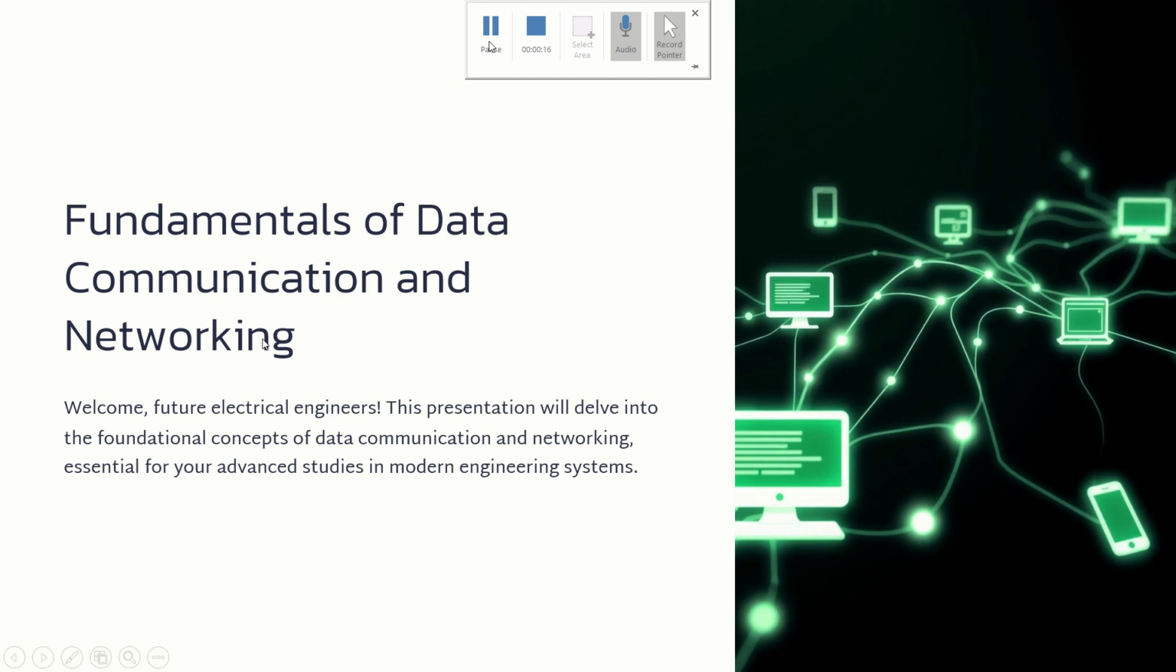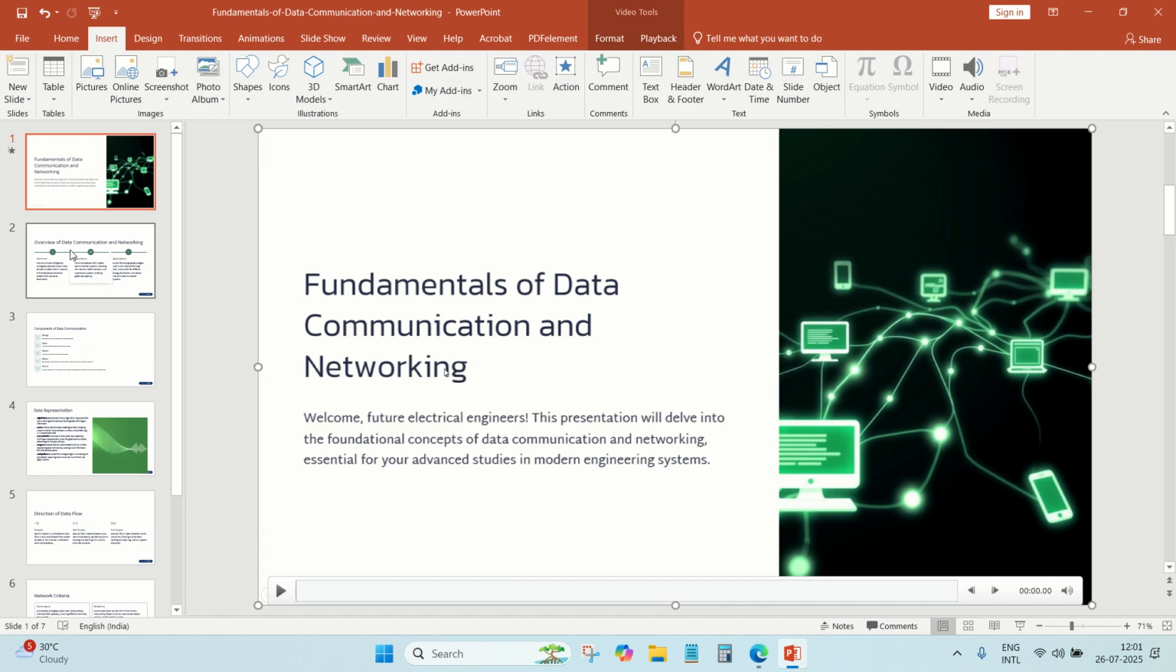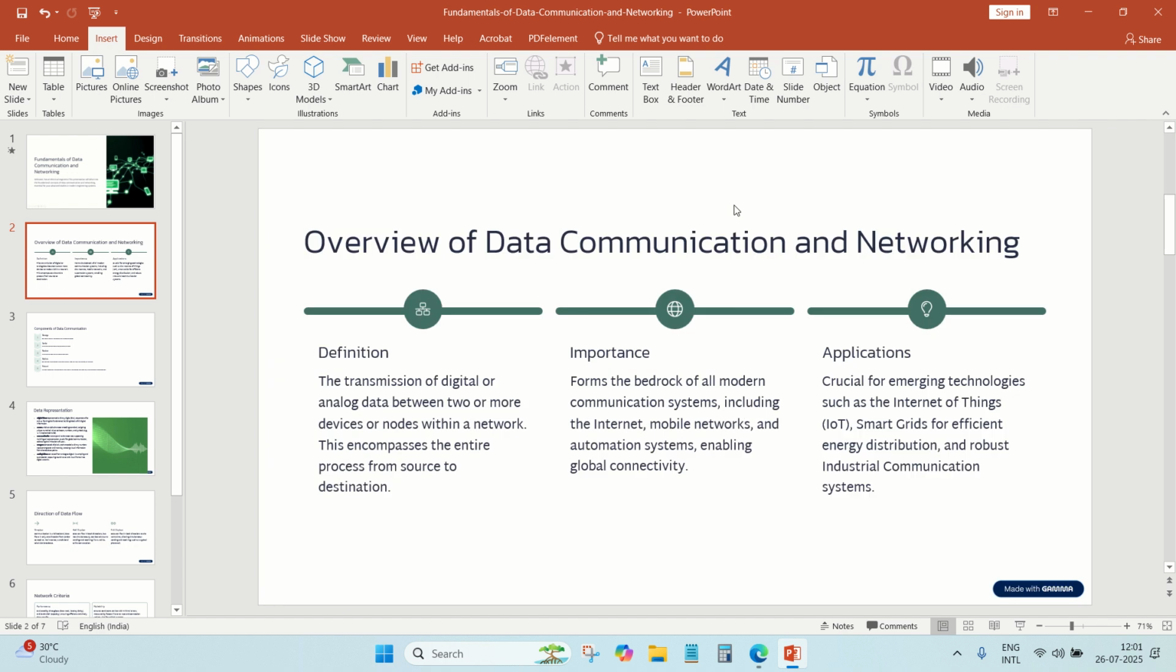What is data communication? Data communication is the exchange of data between two devices via some form of transmission medium such as a wire cable. The transmission of digital or analog data between two or more devices or nodes within a network is data communication. This encompasses the entire process from source to the destination.